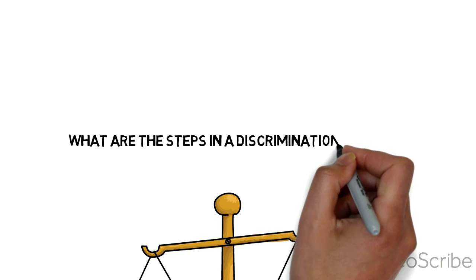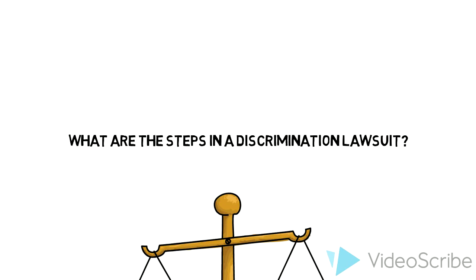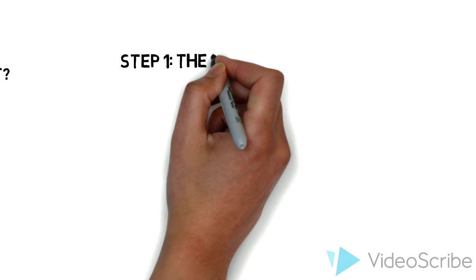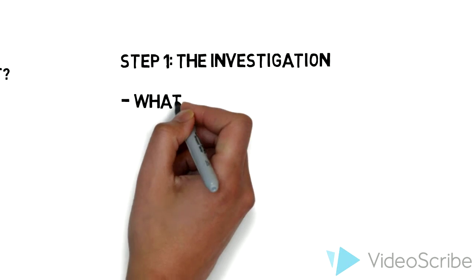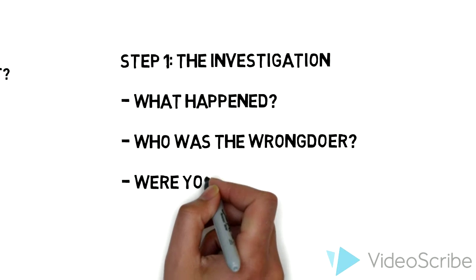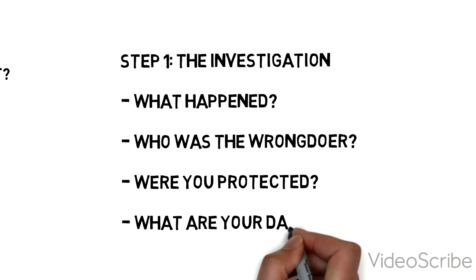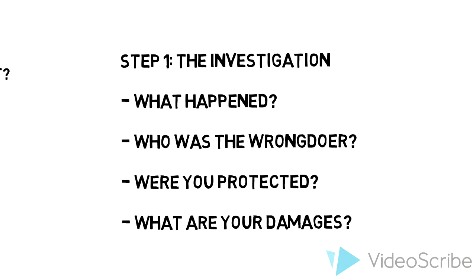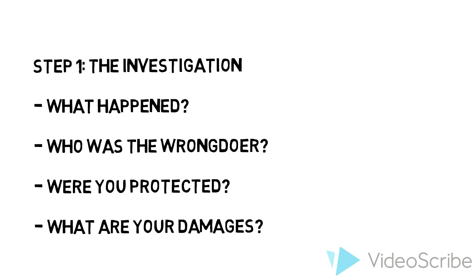There are a few steps that we look at, and the first step in the process is the investigation. So we want to look at what happened, who was the wrongdoer, in other words, was it a boss or a coworker or somebody else? Were you protected, meaning were you a member of a protected class because of your age, gender, disability, national origin, religion, or something else? And what were your damages? What was your economic loss?